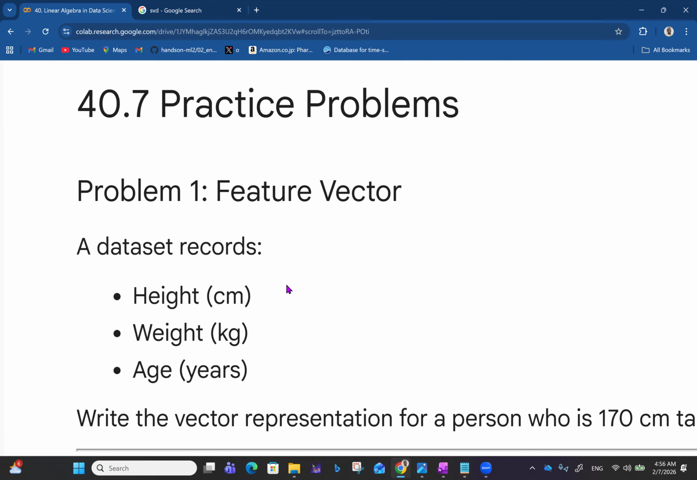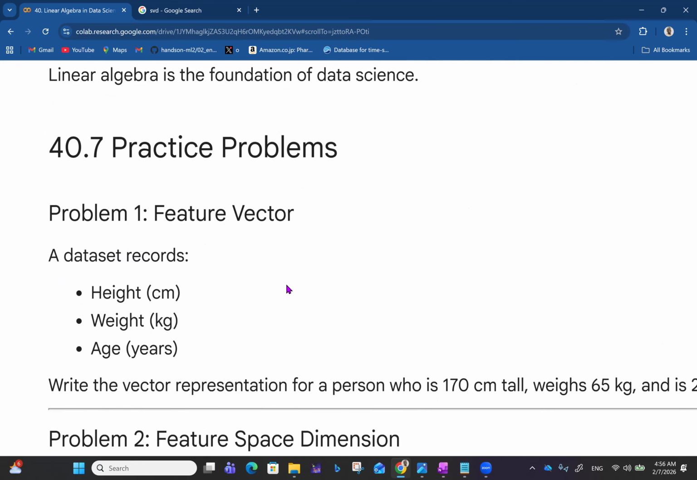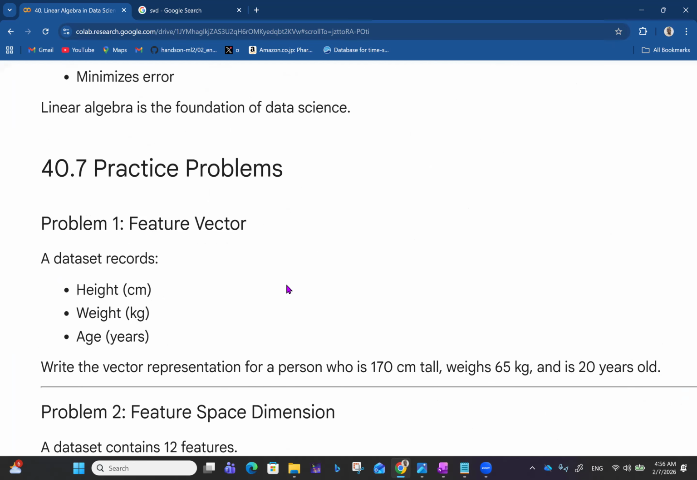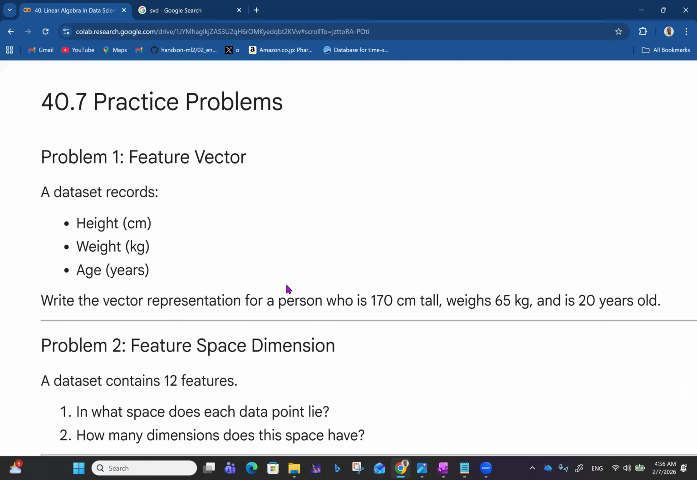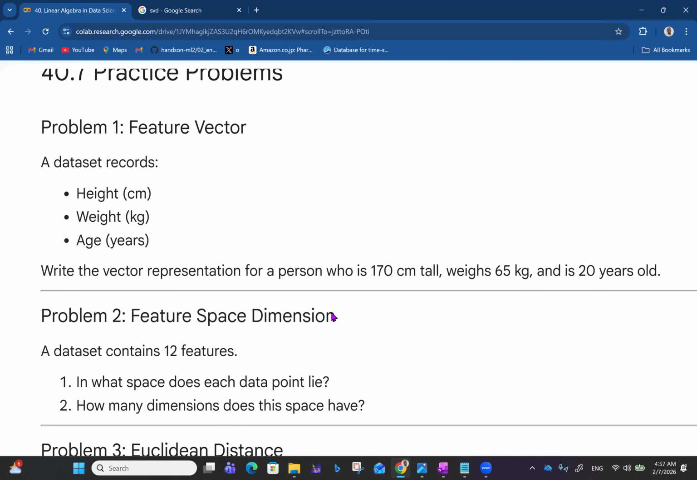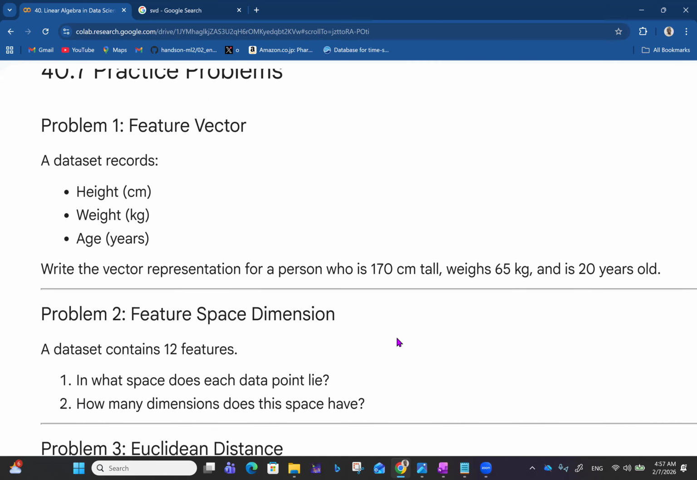So you can try your hands on some of these questions. Maybe we can show them in twos. So problem one, feature vector. A data set records height, weight, and age. Write the vector representation for a person who is 170 cm tall, weighs 65 kg, and is 20 years old. You just have 170, 65, 20, just like what we had before, in a vector form like that.